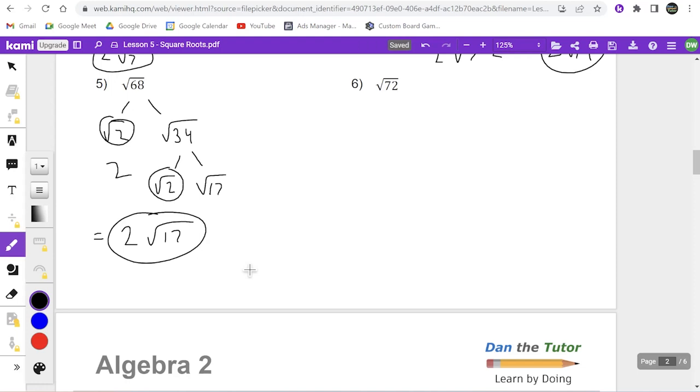Okay, and then the last one, root 72. Go ahead, try it on your own. I'll give you another minute. And time's up for that one.